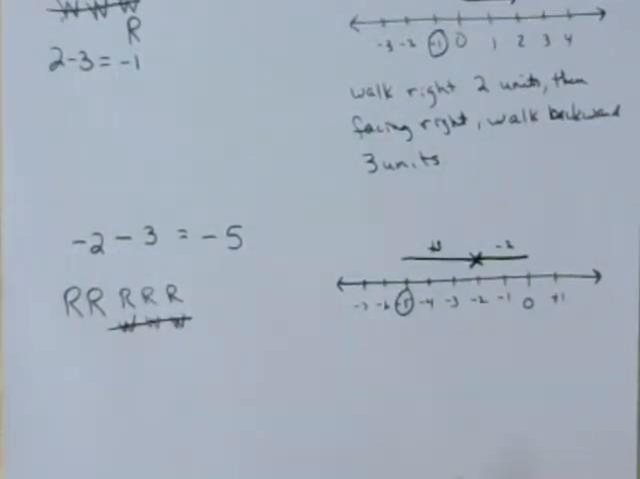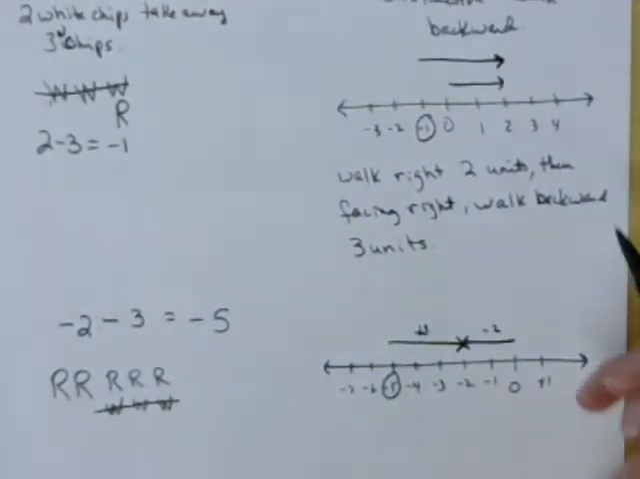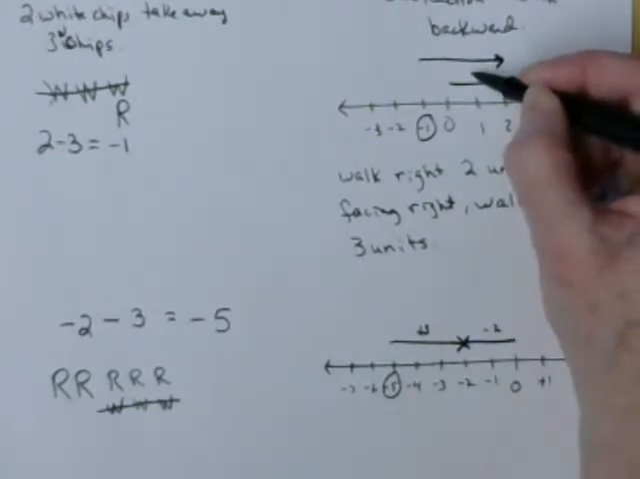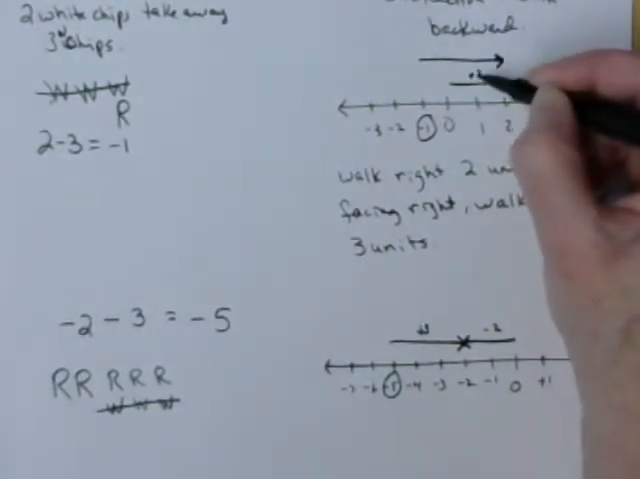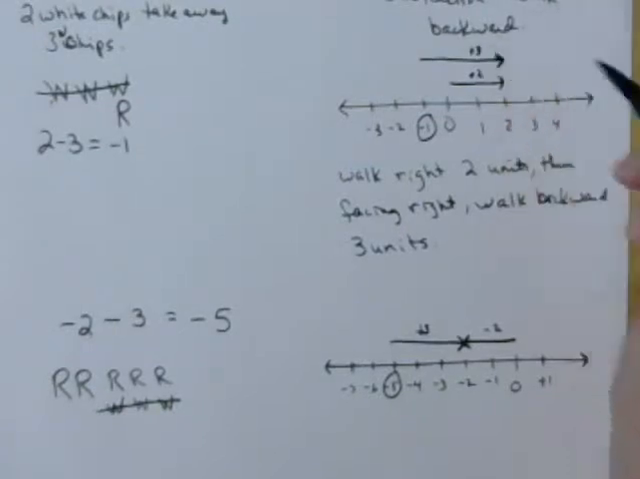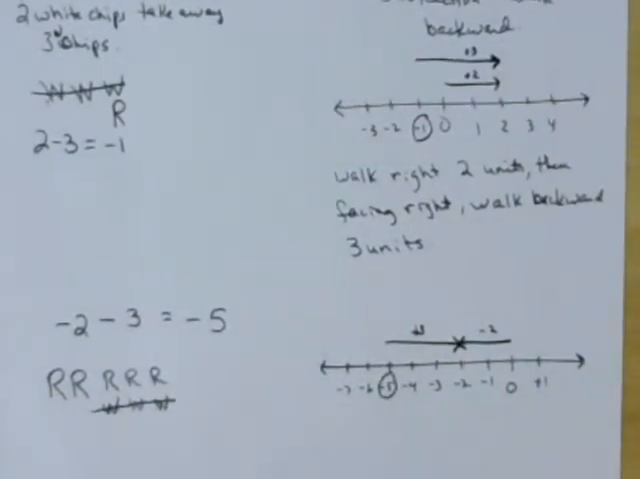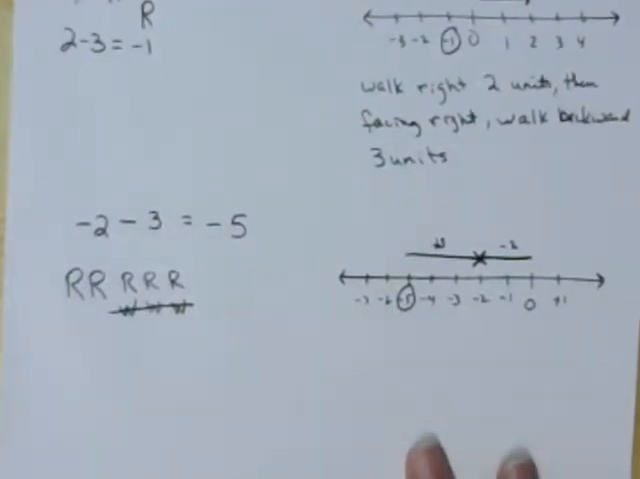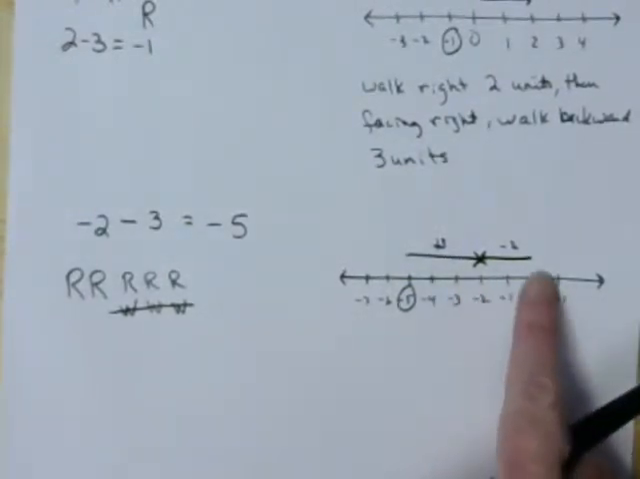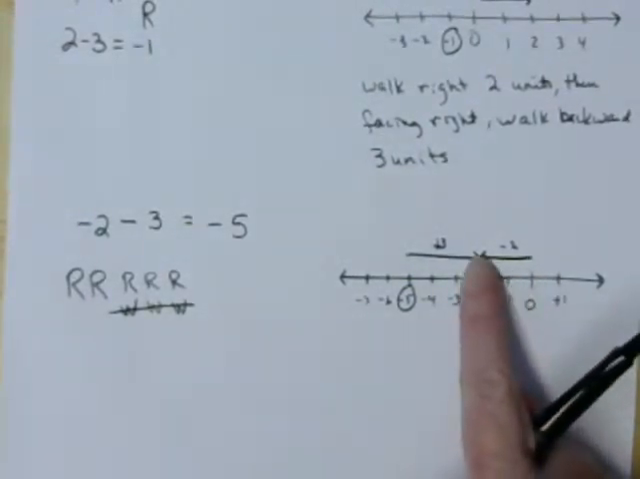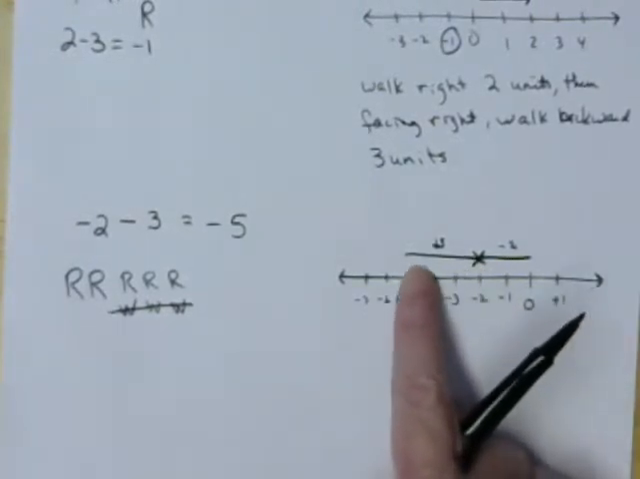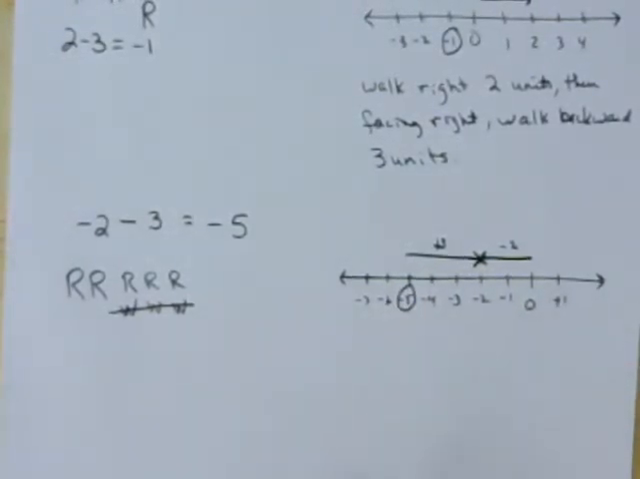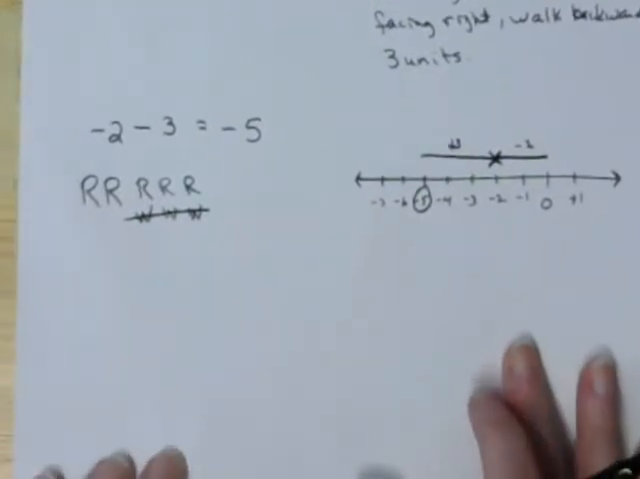Now that's probably not the way you were taught to do this, and I forgot to label these up here. The labeling just makes it a little easier for your students to kind of see what you're doing with your number lines. All right, so that's what negative 2 minus 3 would look like. Walk facing left 2 units, turn around, face right, walk backwards 3 units, you get to negative 5. All right, let's try another one.